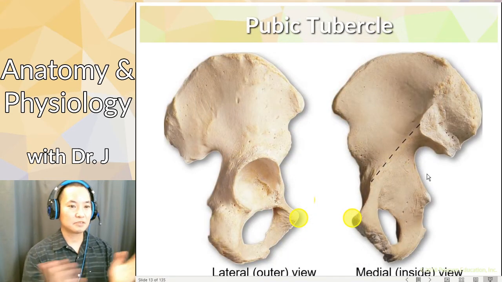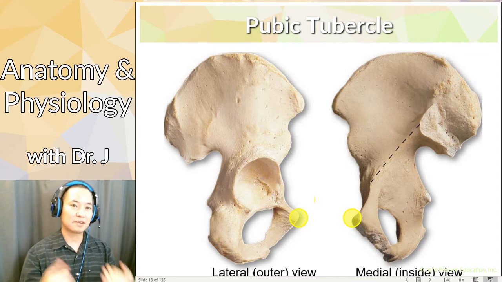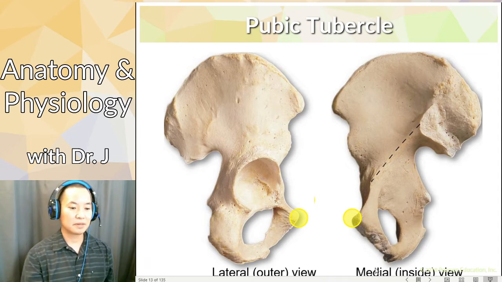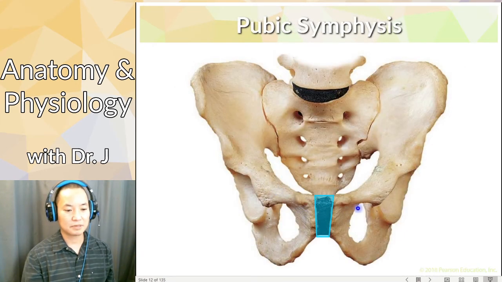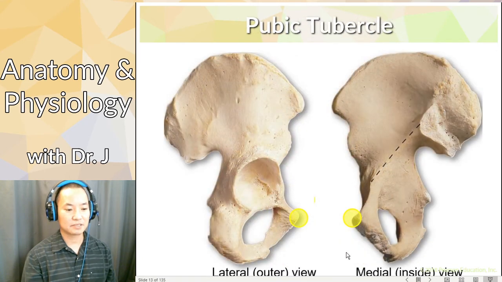Now, everyone knows where their pubic area is, right? So that's the part in front. So this little bump, remember tubercles are very small bumps. So this little bump you see in the front of the pelvic girdle in the pubic area, that's the pubic tubercle, and that's what we see here.